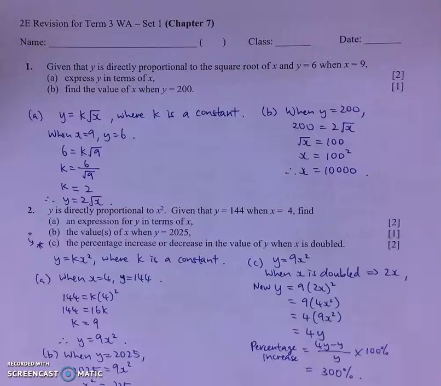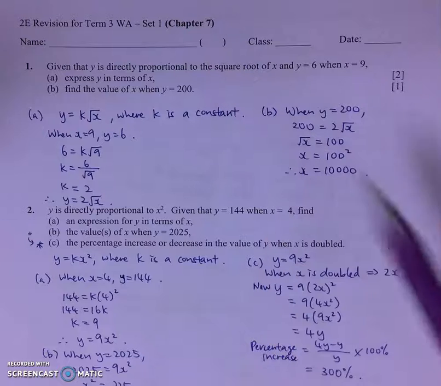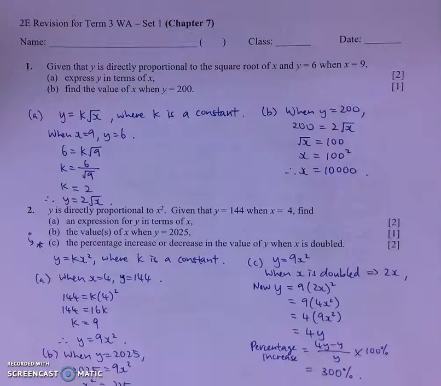We are doing the run-through for the solutions for your 2E revision for Term 3 WA. This is for set number 1 for Chapter 7 on direct and inverse proportions.